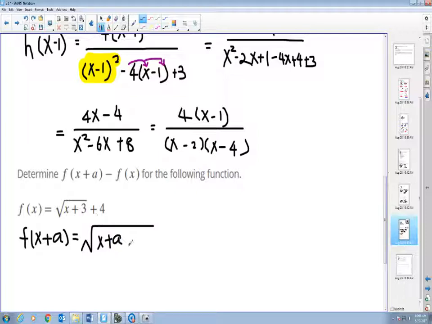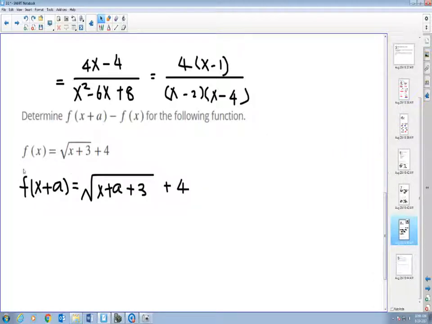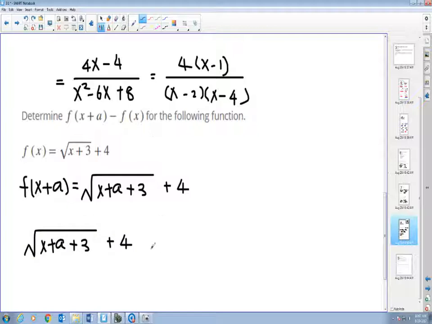All right, positive 3 still inside the square root, plus 4 on the outside. All right. So there's nothing that can be simplified here, so I'm just going to line it up with minus the f of x. So my f of x plus a is all these. I'm going to erase this part. Minus my f of x, which is still this.